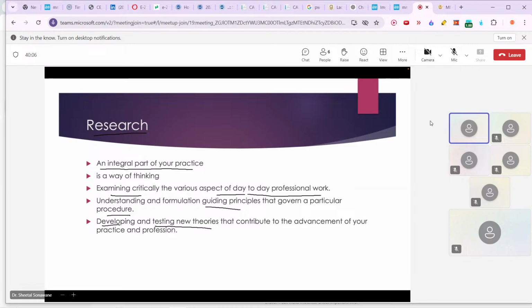I have certain set of hypotheses. So developing and testing new theories that contribute to the advancement of practice and profession. So in this case, what I can have is a route from A to D. I can have a route from A to B to D. I can have a route from A to C.